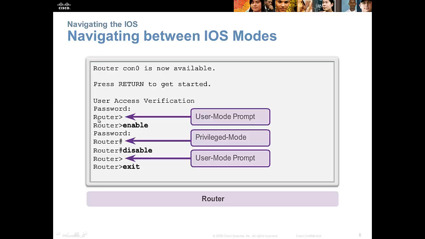Navigating between those modes, examples of what we talked about: router greater than is the user mode. To move to the next one, you type the word enable, E-N-A-B-L-E. Notice the prompt changes to router pound. To get out of that mode, you could type disable, D-I-S-A-B-L-E, and it takes you back to router greater than. You could also type exit to get out of that.